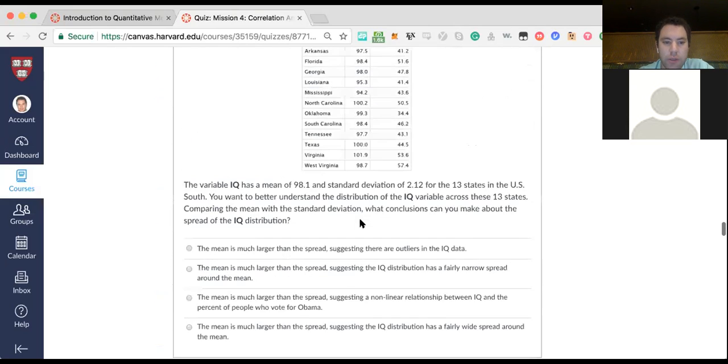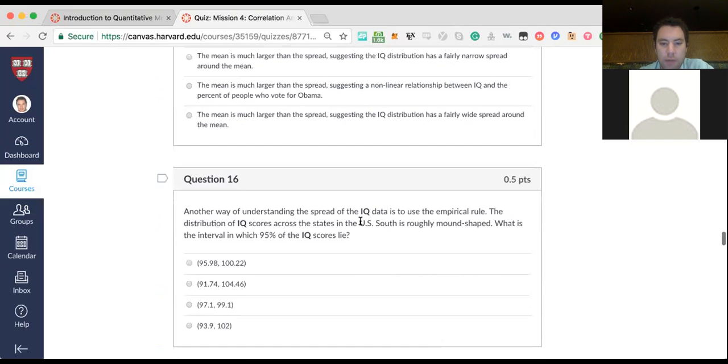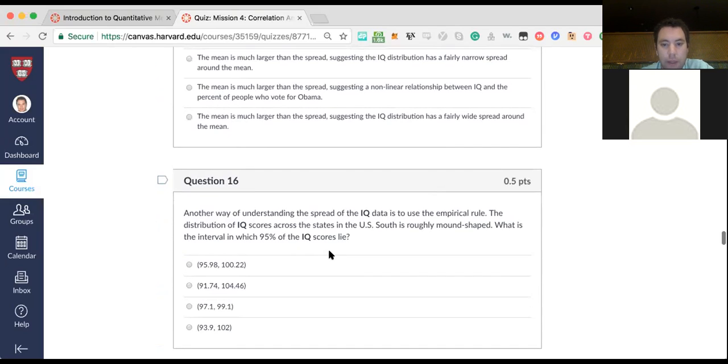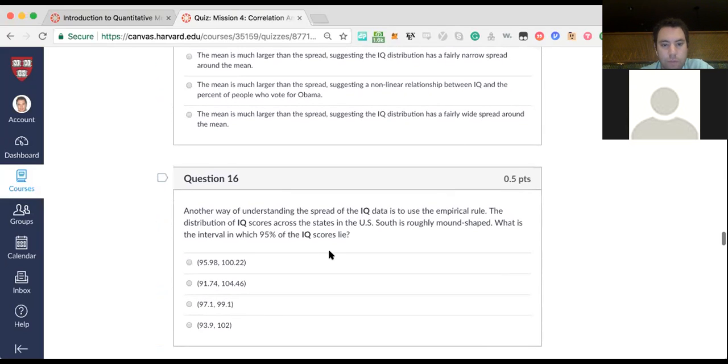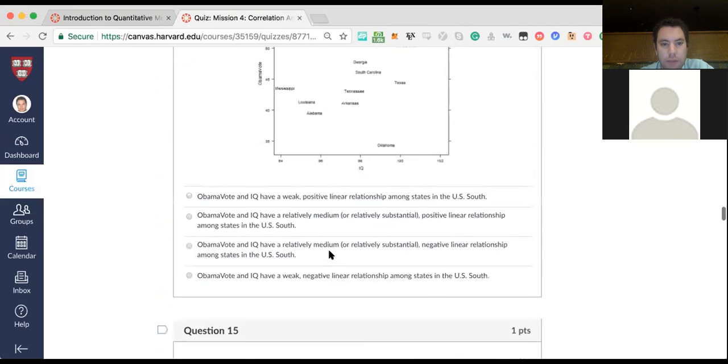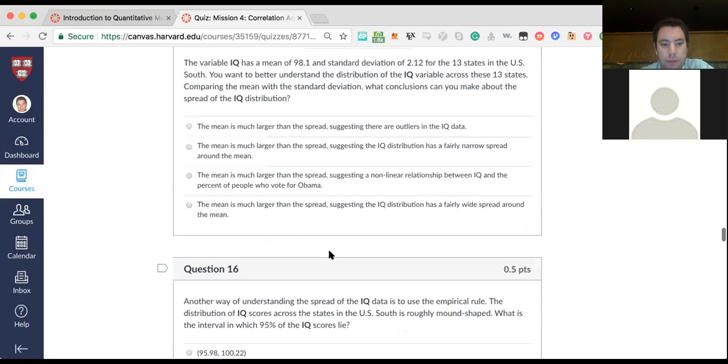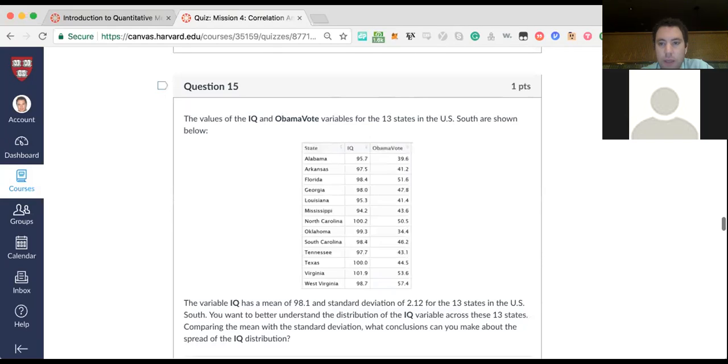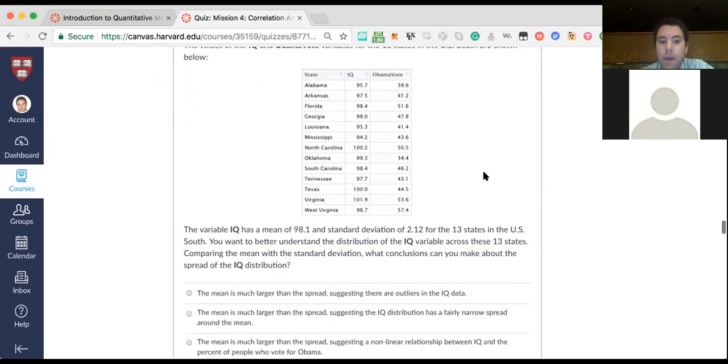So question 16 says, another way of understanding the spread of IQ data is to use the empirical rule. The distribution of IQ scores across the states in the US South is roughly mound-shaped. What is the interval in which 95% of the IQ scores lie? So this is based on the previous question, which is looking at the IQ values in 13 states here, with a mean of 98.1 and standard deviation of 2.12.